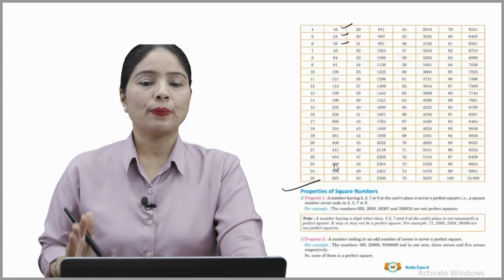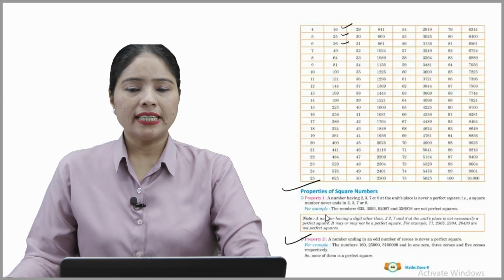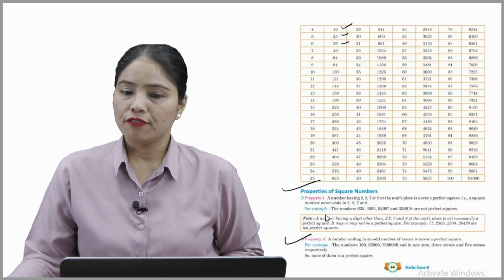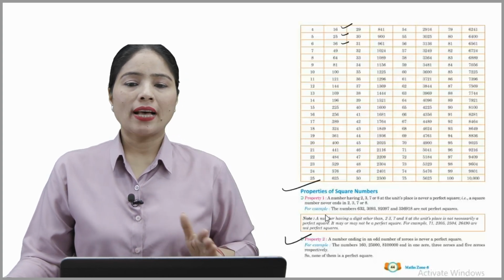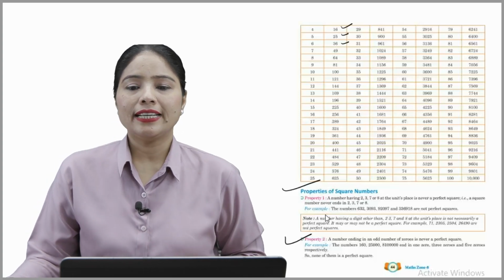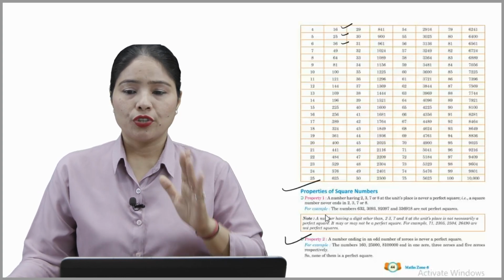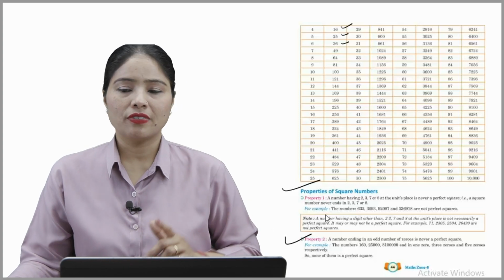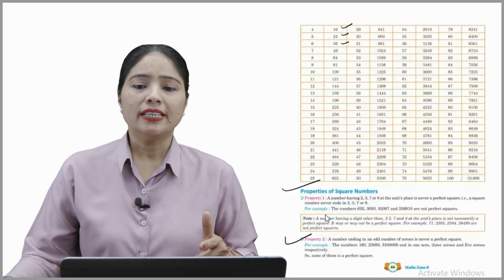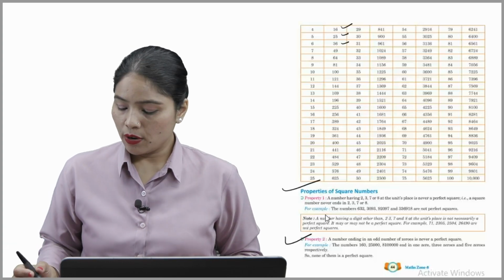So now property 2. A number ending in an odd number of zeros is never a perfect square. For example, the number 160, 25000, 180000 ends in 1, 3 zeros, 5 zeros respectively. So none of them is a perfect square. I hope you understood. ये हमारे किस पे एंड हो रहे हैं? Odd number of zeros हैं ये हमारे. Okay, so now move on next.